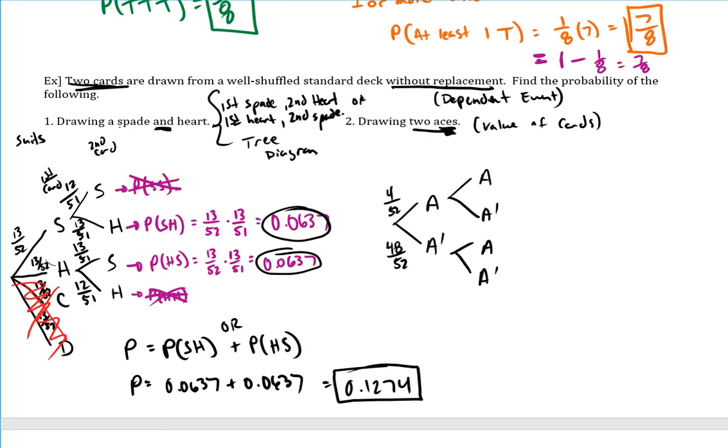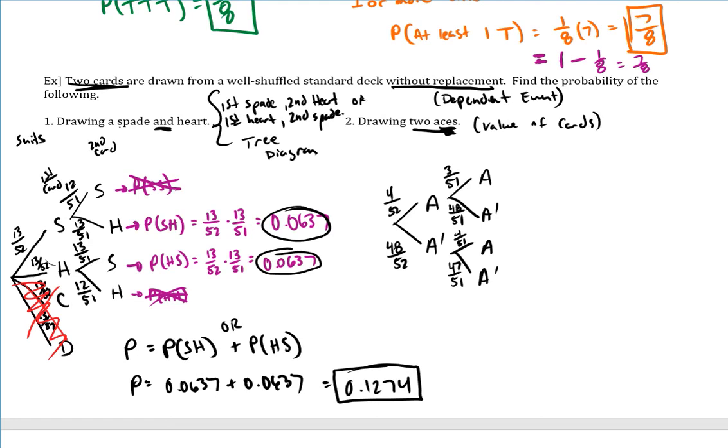Following this top branch, this is as if an ace has already been drawn. So that means I would have 3 aces left out of 51 total cards. If an ace was already drawn, the probability that it's not an ace would still be 48, but out of 51. And then following the tree diagram down below, it's as if the first card is not an ace. So the probability that the second card is an ace is 4 out of 51, because there's still 4 aces. But the probability that it's not an ace would be 47 out of 51, because there's 1 less ace and 1 less card.